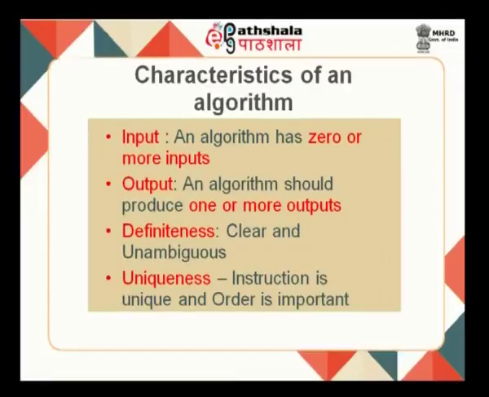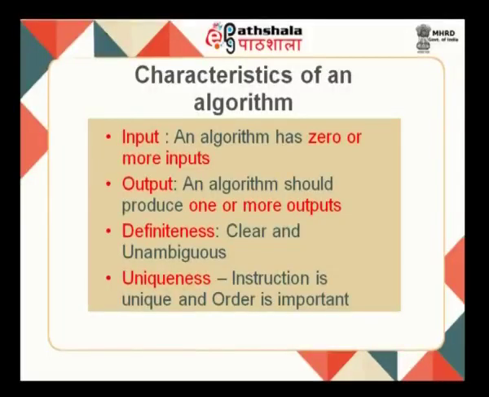Input. The algorithm can have 0 or more inputs. For example, if I say sorting is an algorithm, then it should have some sort of inputs, so I give some inputs to it so that it can produce the output. There are certain procedures that do not require any input from the user at all. Those are also called algorithms. Output. An algorithm should produce at least one output. You can't say that the algorithm will not produce any output.